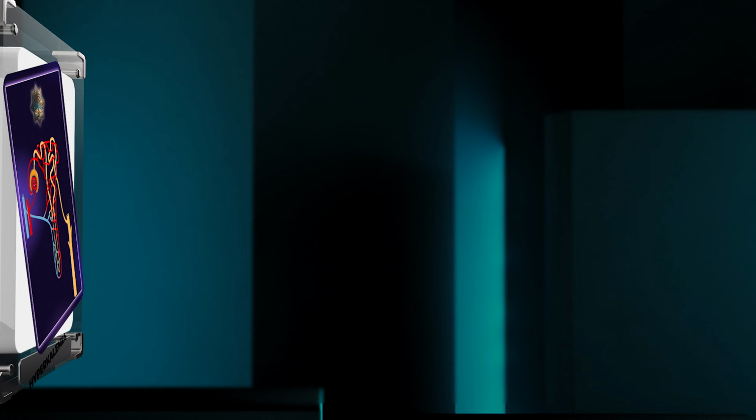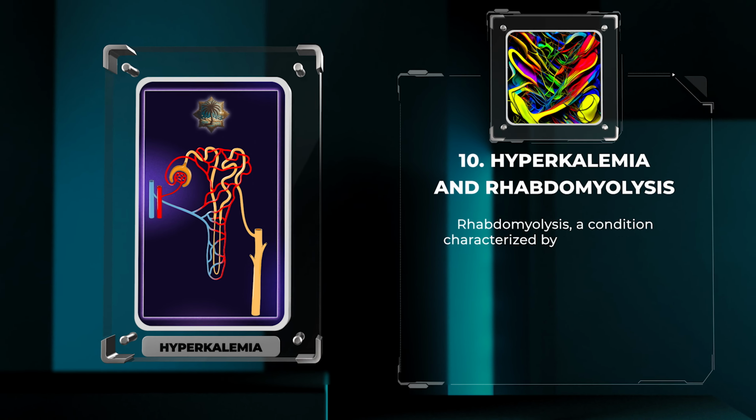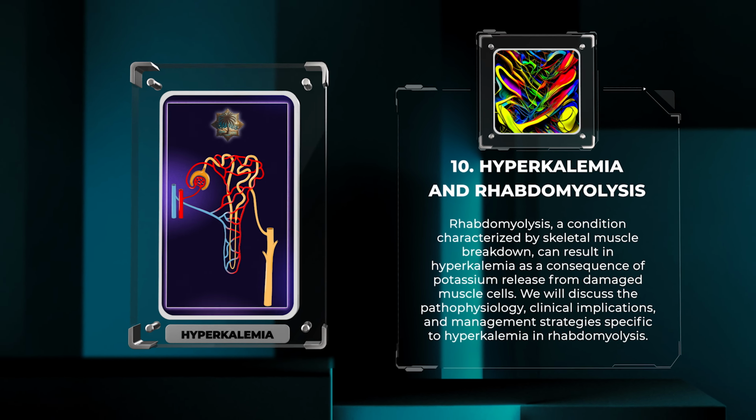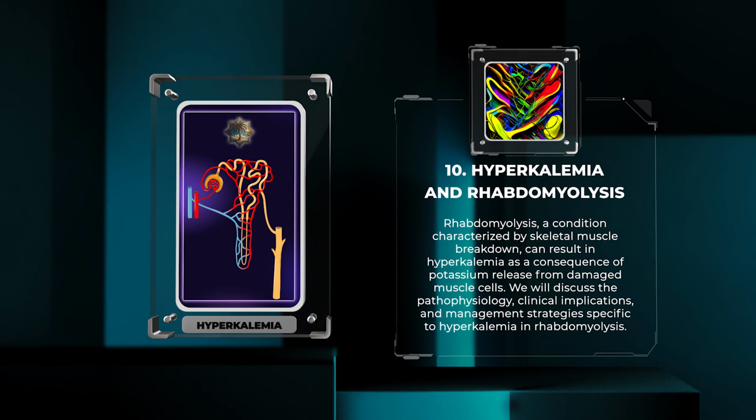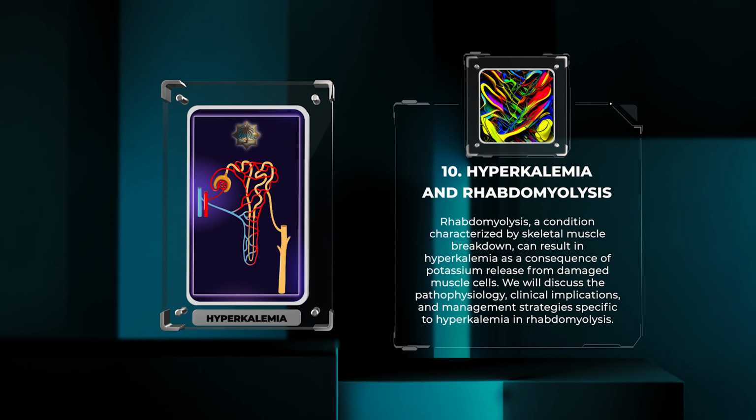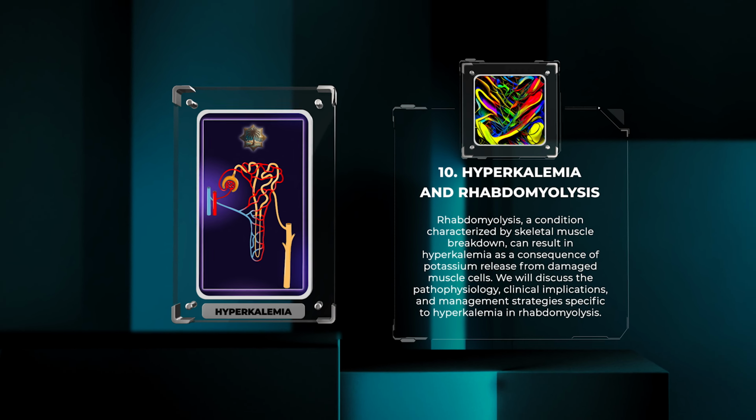Rhabdomyolysis, a condition characterized by skeletal muscle breakdown, can result in hyperkalemia as a consequence of potassium release from damaged muscle cells. We will discuss the pathophysiology, clinical implications, and management strategies specific to hyperkalemia and rhabdomyolysis.